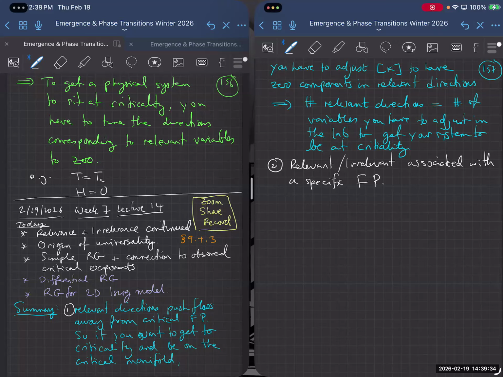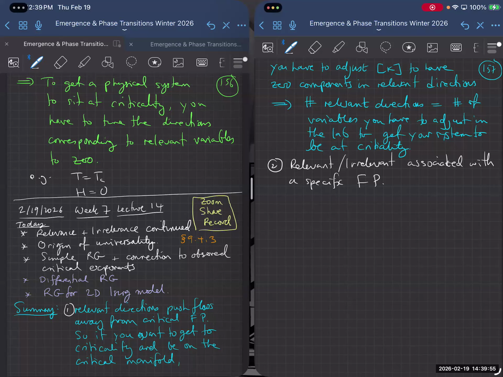You can't just say, oh, so-and-so is a relevant operator. You have to say, so-and-so is a relevant operator at the Gaussian fixed point. So-and-so is a relevant operator at the diffusion equation fixed point. So-and-so is a relevant operator at the Euler equation in fluid mechanics, or whatever is the problem that you're talking about. So you have to say relevant associated with a specific fixed point.